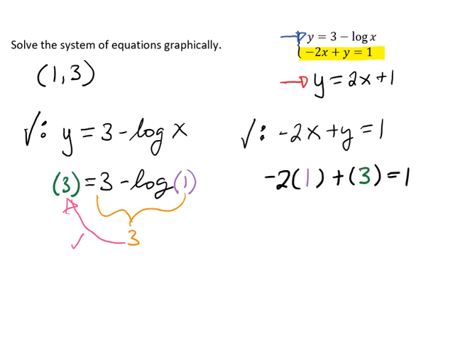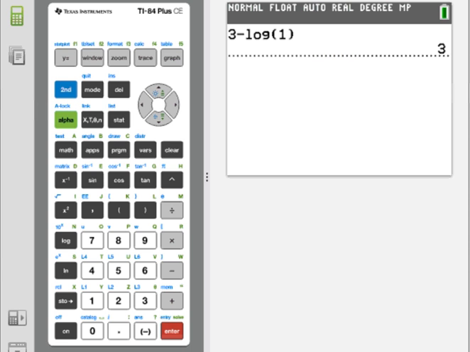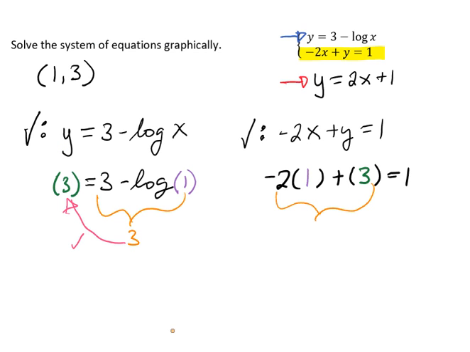And then we're going to plug this into our calculator, or you might be able to do it in your head. But if we were to plug it into our calculator, then we would have negative 2 times 1 plus 3, and we're going to get a 1. So we see here that we have a 1, and when we compare that, that's what we were supposed to get. So that tells us that 1, 3 is in fact a solution, and we're finished.